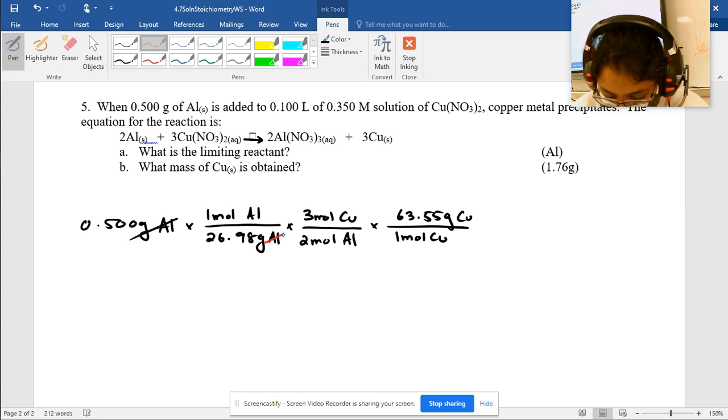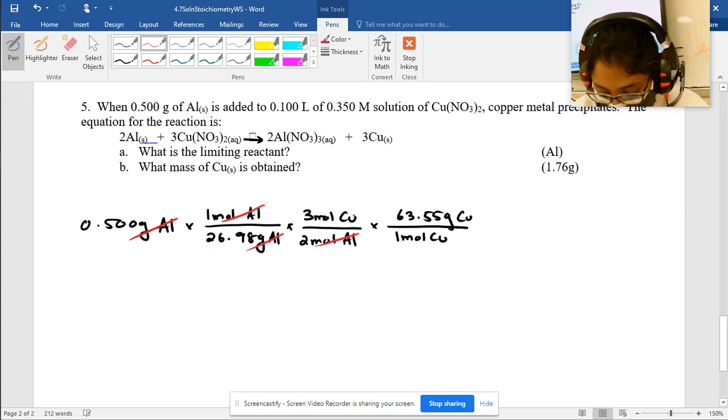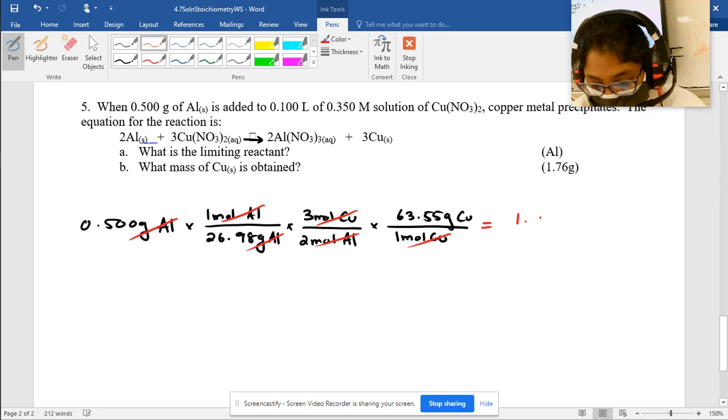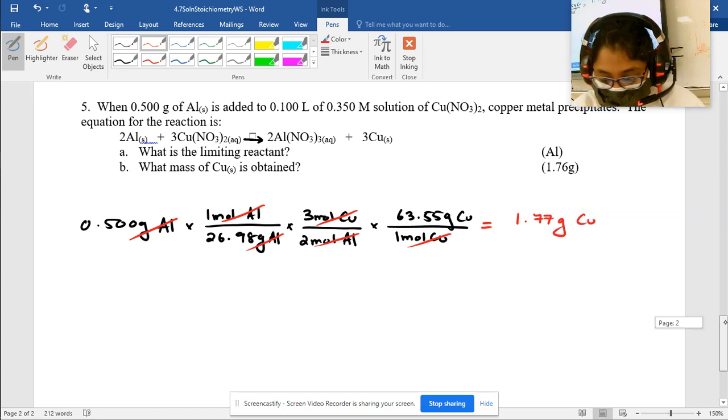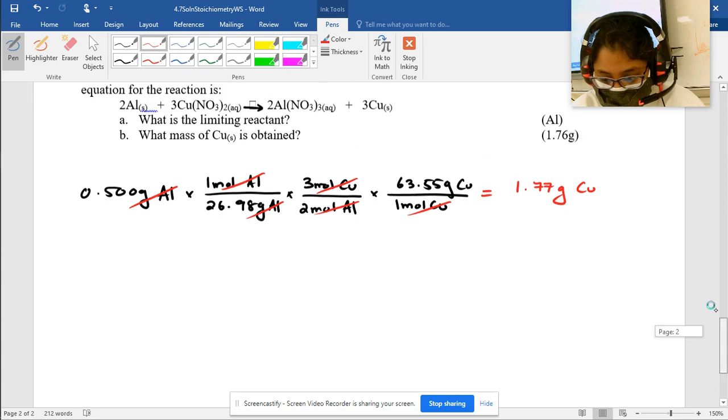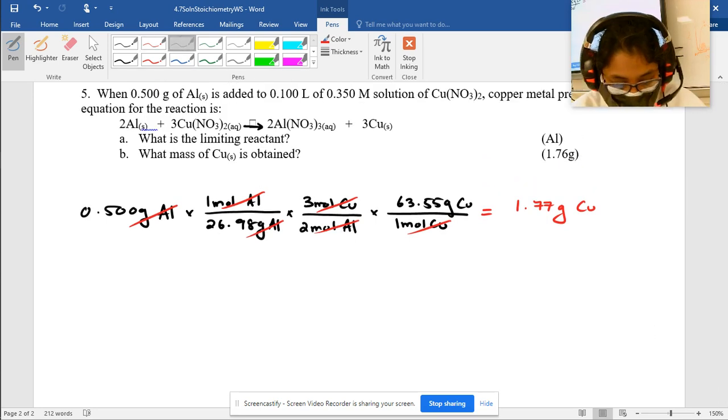So grams of aluminum cancel out. Oh, that's weird. Moles of aluminum cancel out. Moles of copper cancel out. That gave me 1.7665 grams of copper. I'm going to round to 1.77 actually, which is slightly different from whatever this is. So that actually tells me I got the answer already, but you can't just stop there because you have to show me that you did the work because on a test you're not going to get that.